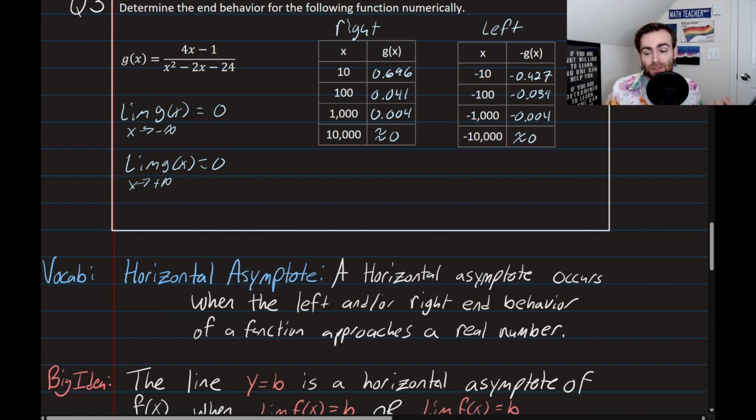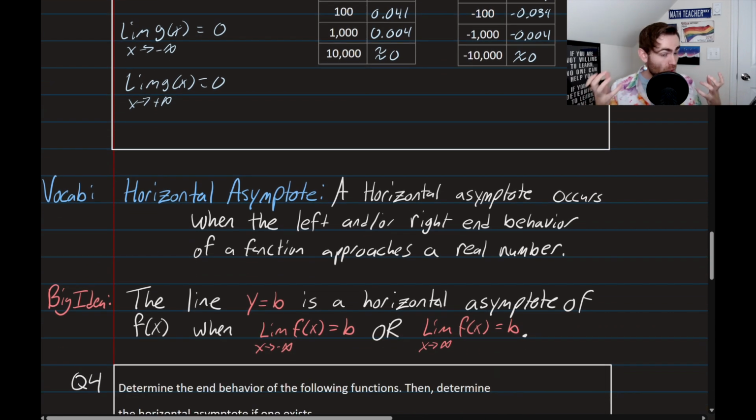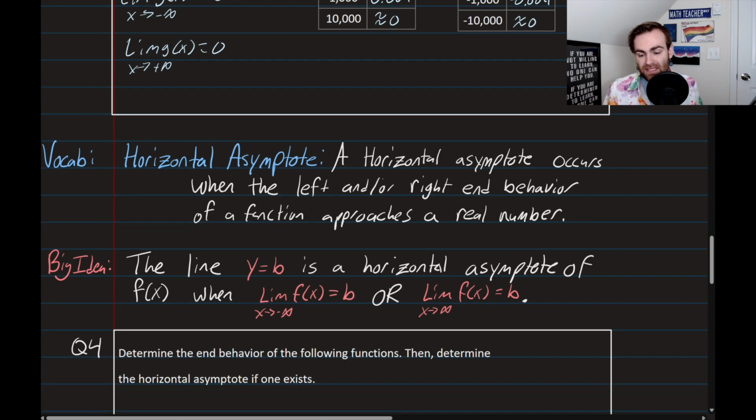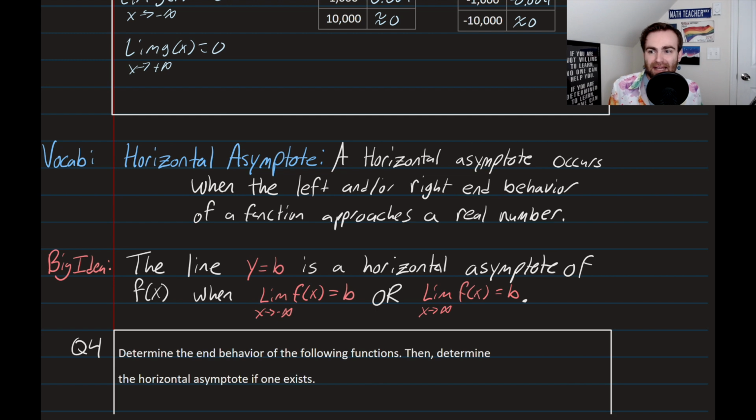So a horizontal asymptote is when the left and or the right end behavior approaches a number instead of infinity. So it doesn't have to be both, it just has to be one for it to be a horizontal asymptote. What that looks like in limit notation is here in this big idea. So what does this look like analytically?